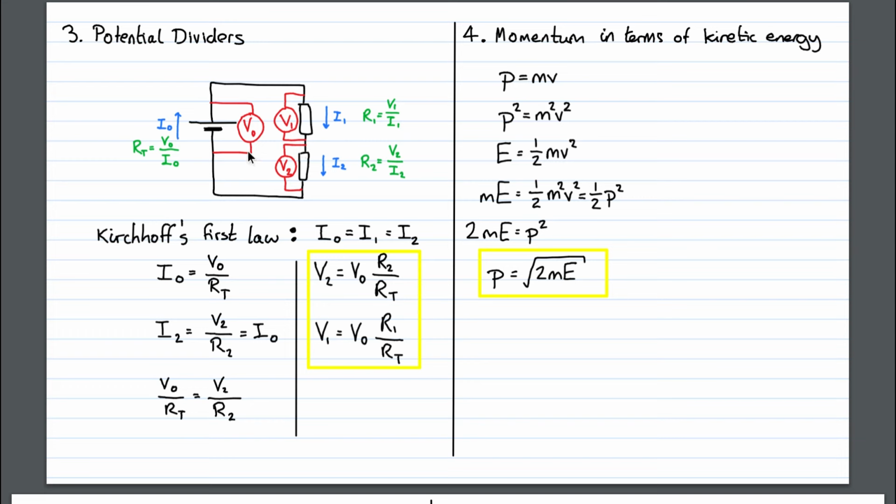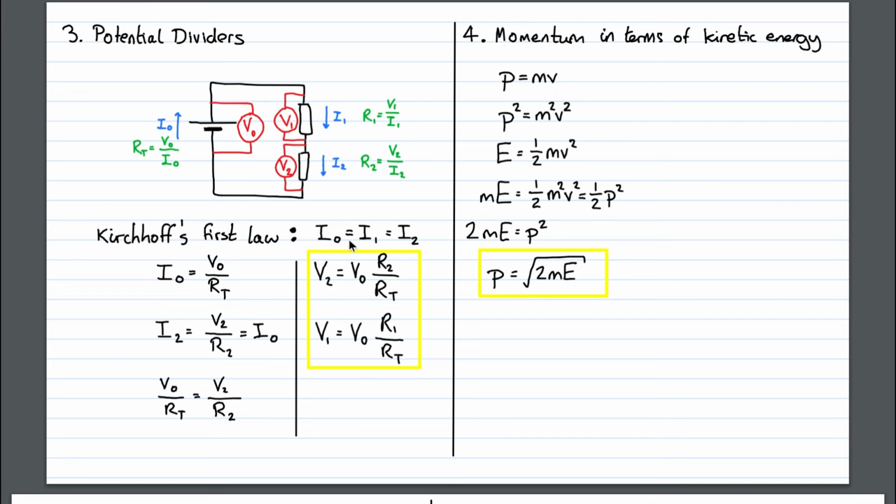And we can use our definition of resistance. So R1, the resistance of resistor 1, is V1 over I1. R2, the resistance of resistor 2 down here, is V2 over I2. And from the power supply, we can say that the total resistance between this point up here and this point down here, that is going to be V0 divided by I0. So we've laid out all our terms.